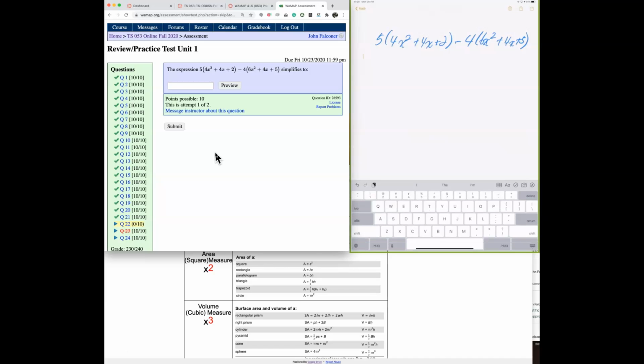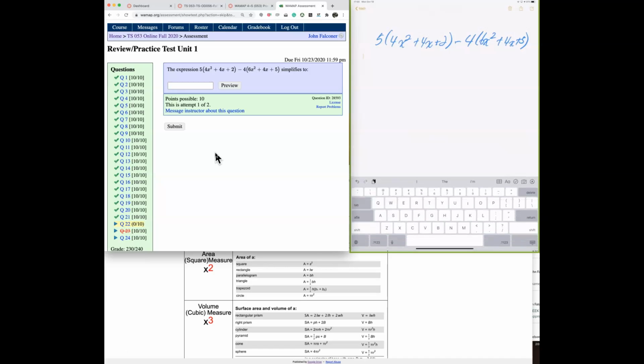Okay, the expression 5 times 4x squared plus 4x plus 2 minus 4 times 6x squared plus 4x plus 5 simplifies to. Yes. If we knew the answer to that, we would all be millionaires. Or actually, teachers living on the poverty level.